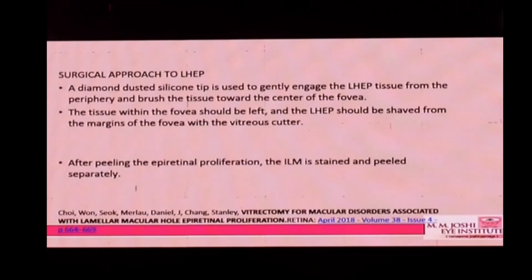The surgical approach has similarly been mentioned in the studies as well. They said that a diamond dusted silicone tip is used to gently engage the LHEP tissue from the periphery and brush it towards the center of the fovea. The tissue at the fovea, they have described, should be left instead of taking it off, or can be shaved from the margins of the fovea. After peeling the epiretinal proliferation, the ILM is stained and peeled.